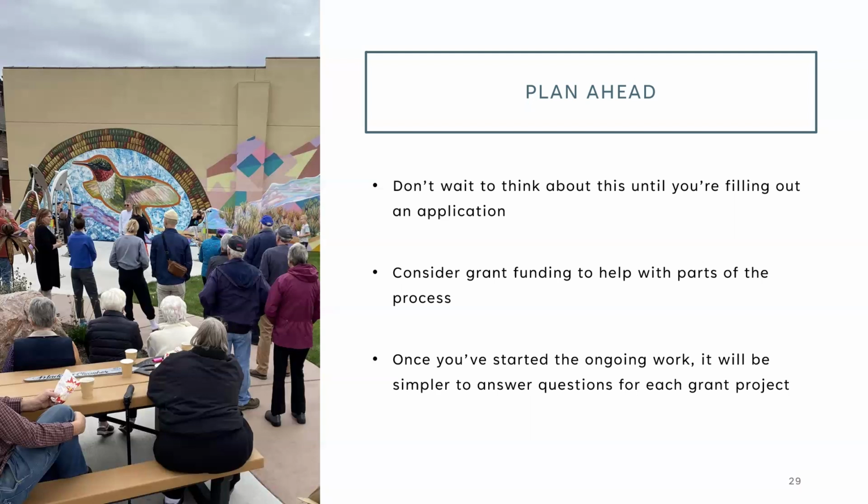And then once you've started and made some progress on this work, it'll be a lot easier to answer these application questions for each grant project. So you'll already know most of the information and strategies, and it'll be easy to just pull out what you need and make a few modifications for your current project. Of course, as your community changes and needs change, you'll need to reassess. But once you've got this initial work done, it'll be a lot easier to answer those application questions.